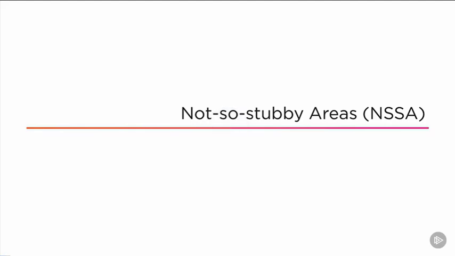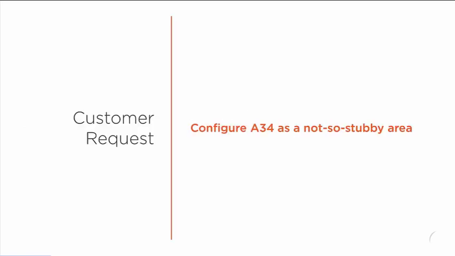Not so stubby areas are often used to inject external prefixes, prefixes from another routing protocol, into OSPF. We're going to do that, but first we have to set up the area itself. My fake customer has asked us to configure area 34 as a not so stubby area. No special requirements or restrictions, just the vanilla NSSA configuration.